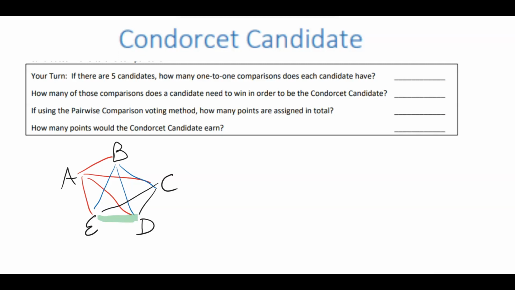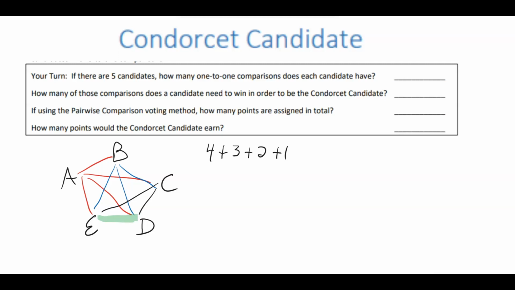So like E, one red link, that's the A comparison, the blue one, the B comparison, the black one, the C comparison, and the green one, the D comparison. Everyone has been compared to the other 4 candidates. Now, how many total one-on-one comparisons are there? Well, there's 4 red ones, plus 3 more blue ones, plus 2 more black ones, plus 1 more green one.